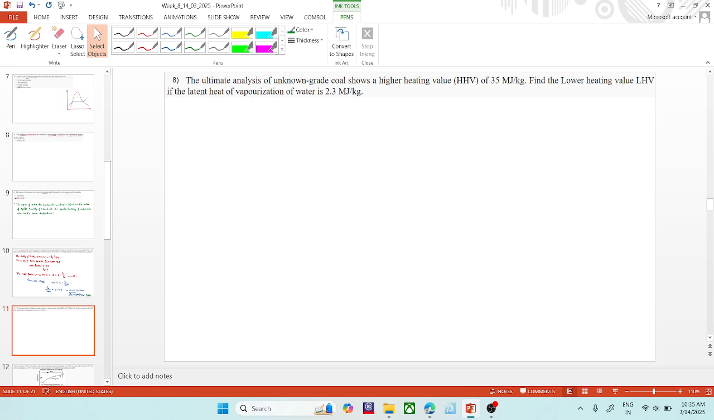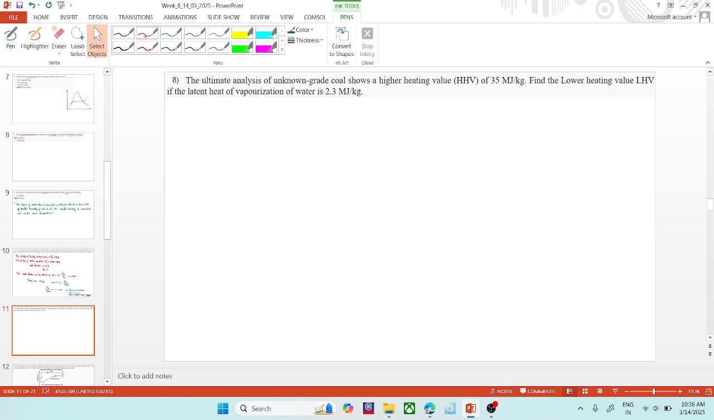It is saying that the ultimate analysis of unknown grade coal shows a higher heating value, HHV, of 35 megajoule per kg. We have to find out the lower heating value, LHV, if the latent heat of vaporization of water is 2.3 megajoule per kg. Okay, so this problem is simple.